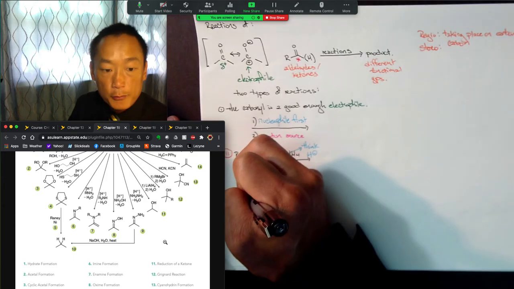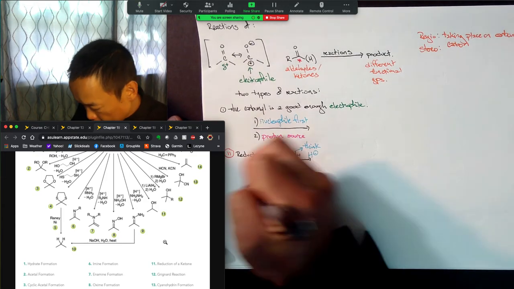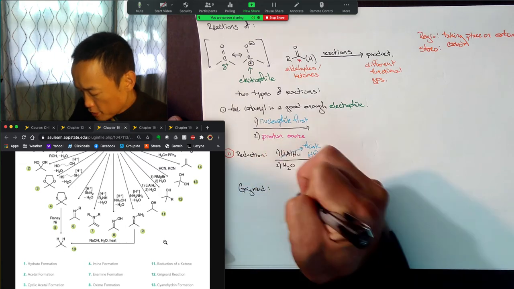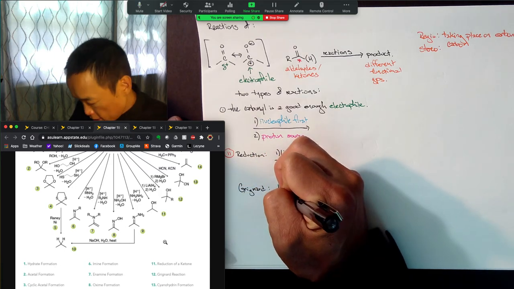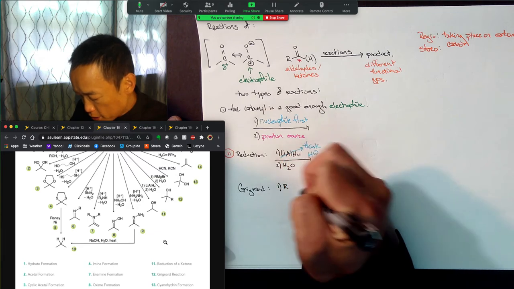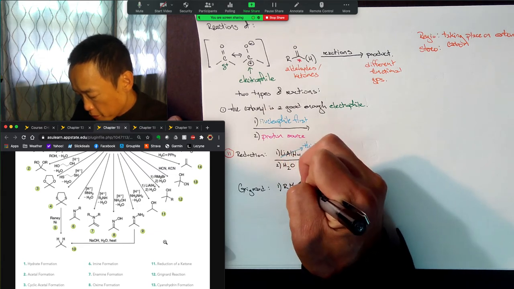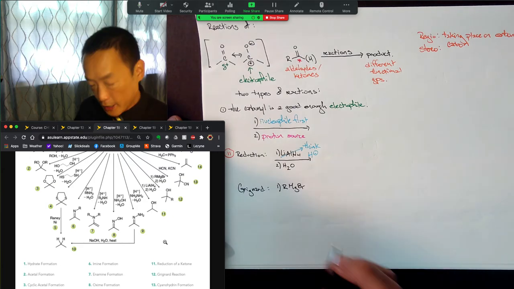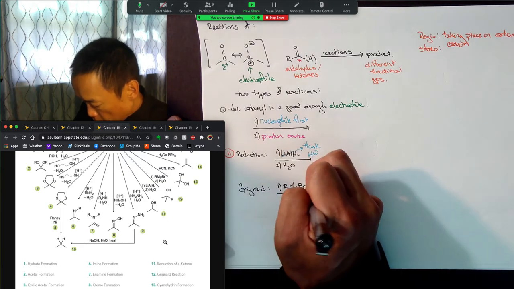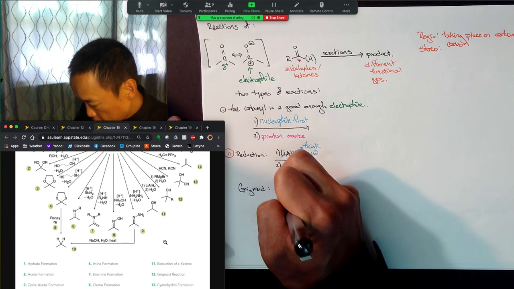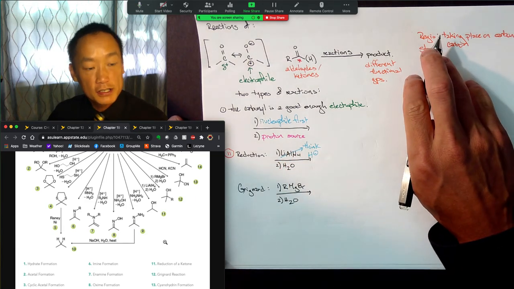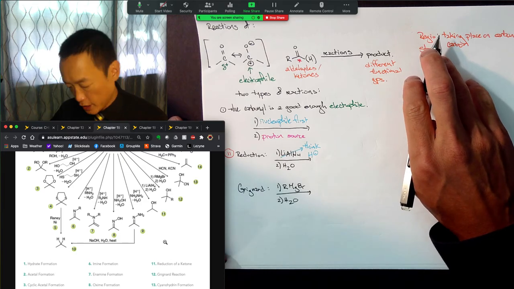Another pathway, Grignard. This utilizes some carbon residue in the presence of magnesium bromide. Follow that up with water, and you're going to get addition to that carbonyl center.